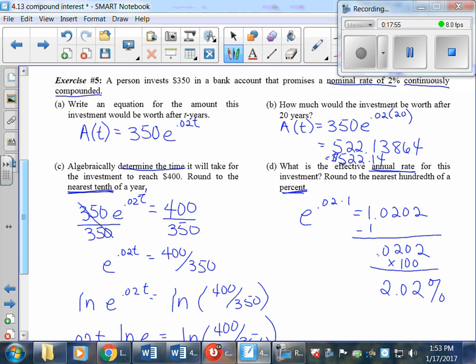All right, so as you can see, it's higher than your nominal rate. Your nominal rate is 2%. You're making more than that. You're making 2.02%, which is always a good thing.